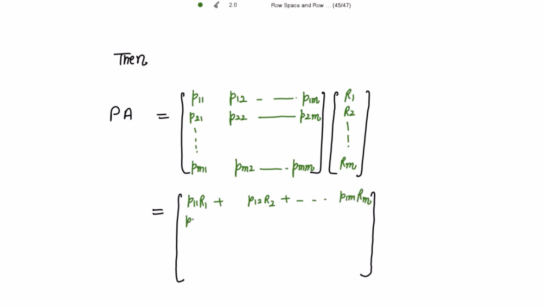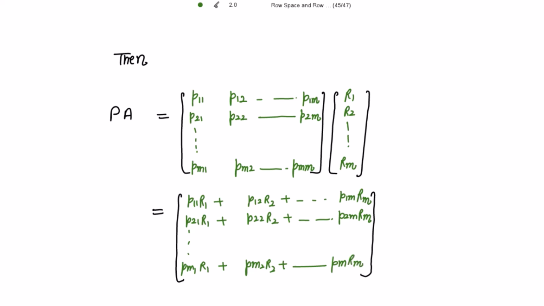Then P21R1 plus P22R2 plus so on P2m Rm. Likewise, Pm1R1 plus Pm2R2 plus so on Pmm Rm.